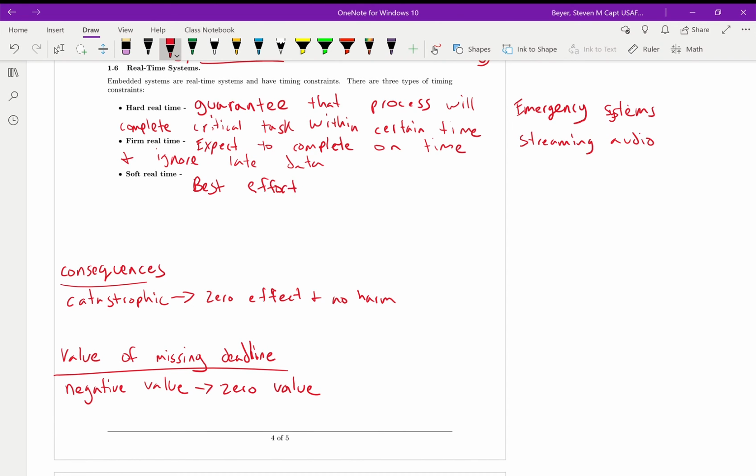And then soft real time is our best effort. We're going to do our best. Doesn't really matter, but over time it's going to get worse and worse and worse. And then by the time we lose everything, obviously we have nothing good.